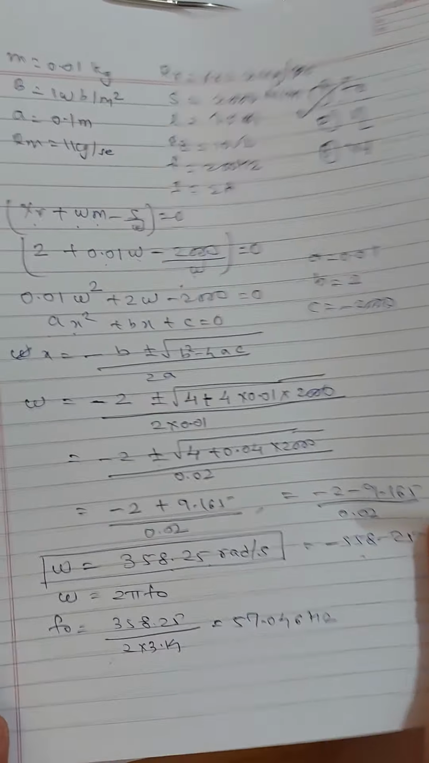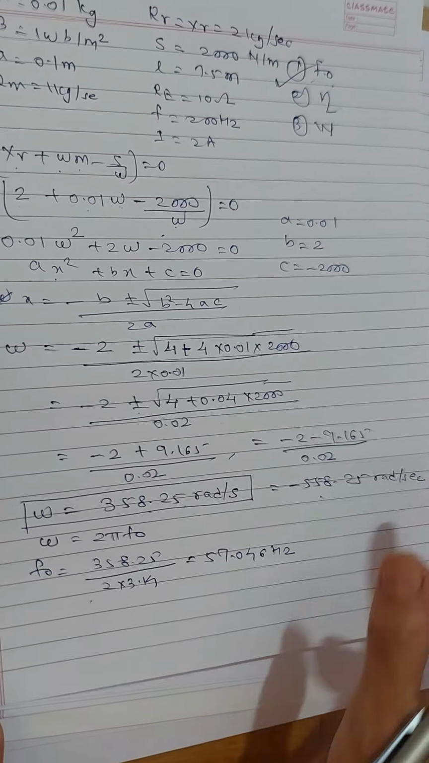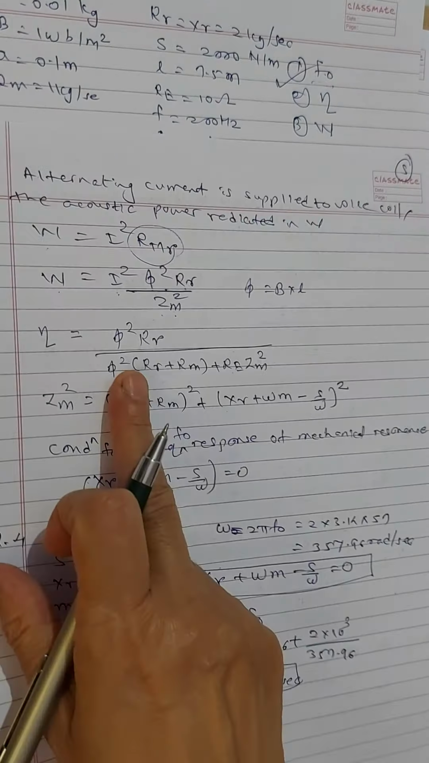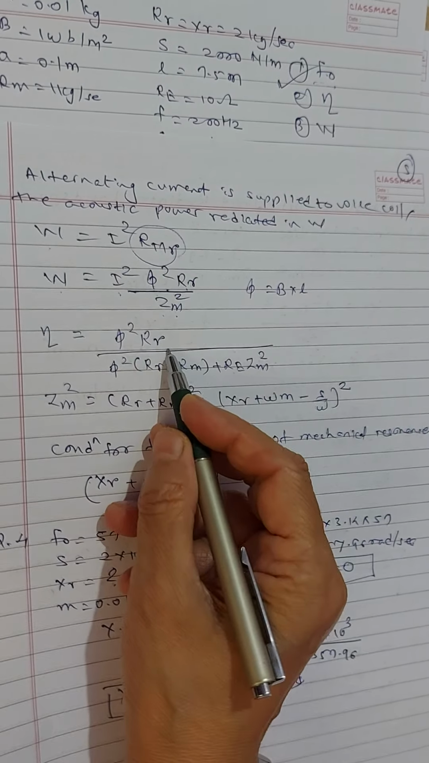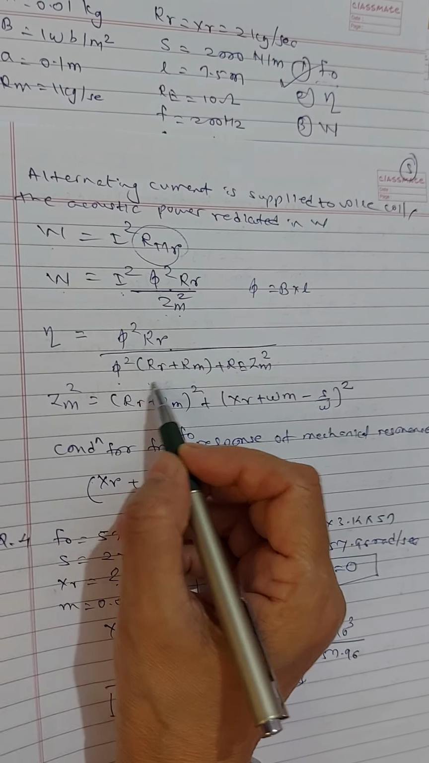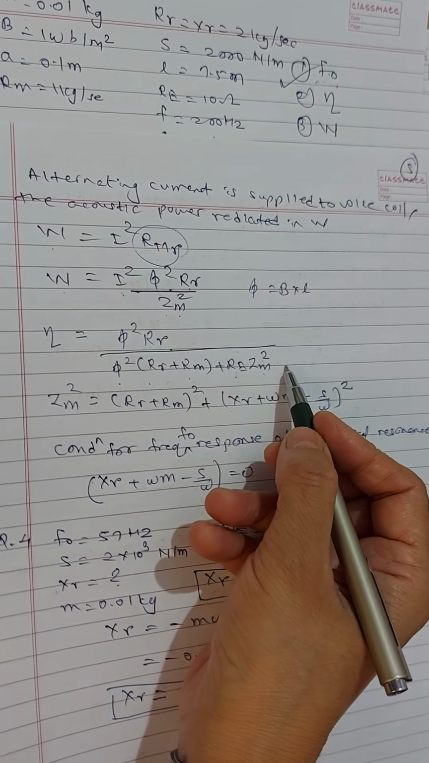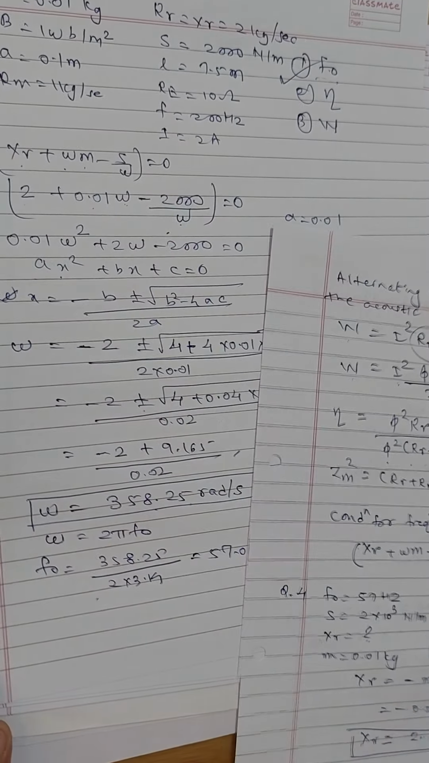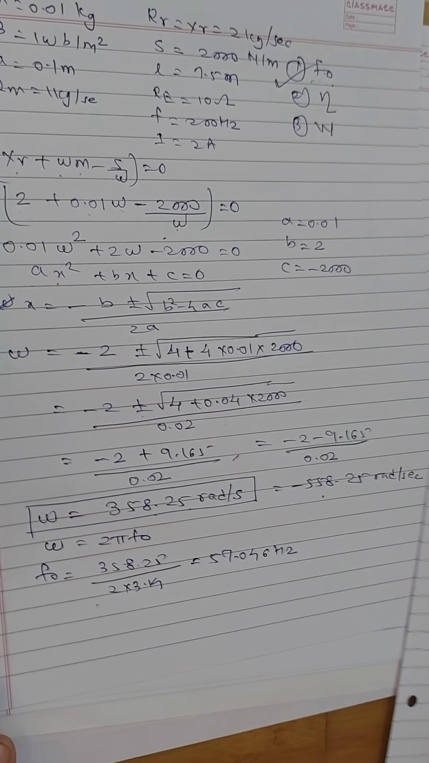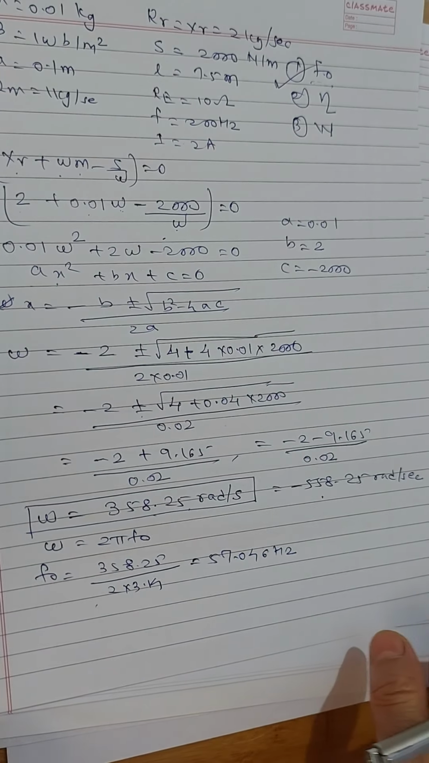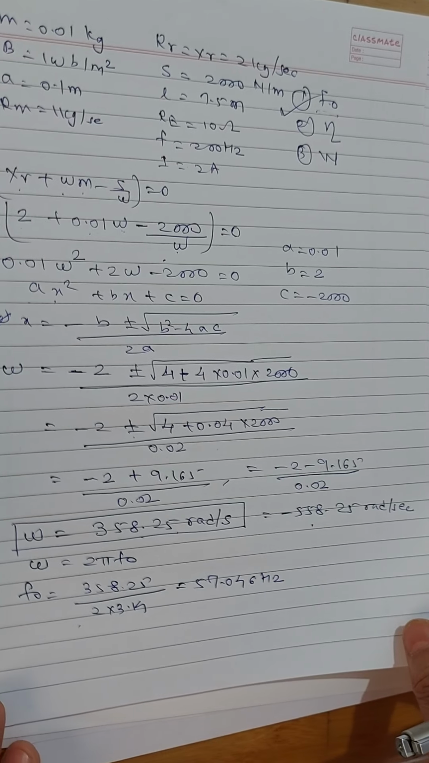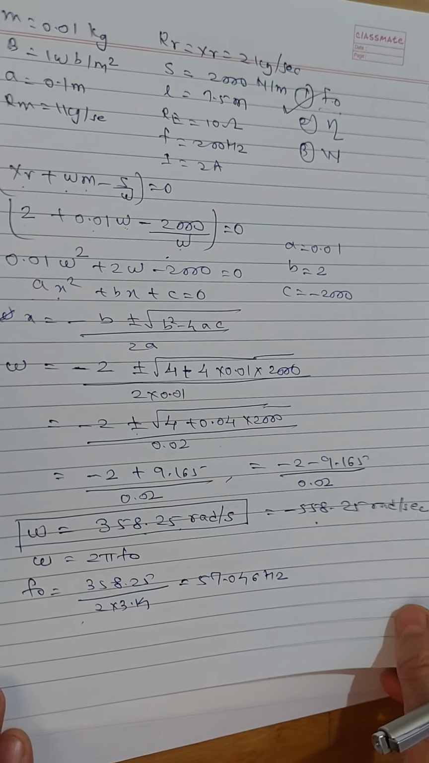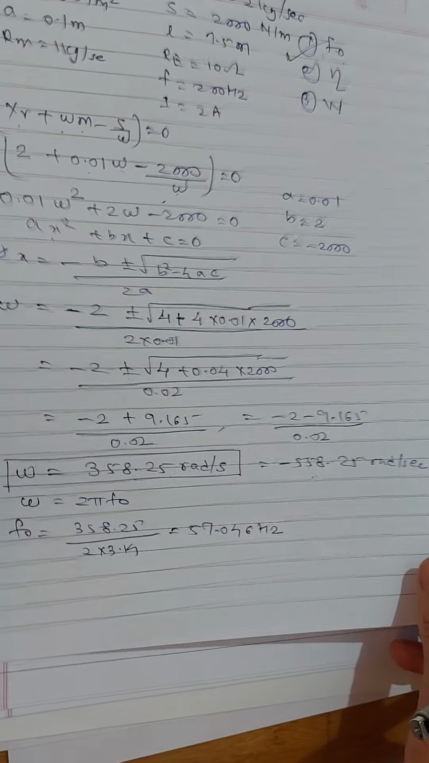Okay, afterwards, the second thing they asked is efficiency. What is the formula for efficiency? This is the formula: phi square RR upon phi square RR plus RM plus RE ZM square. Correct. So now in this case we need to find many things. First we'll check, is ZM given to you? No, it's not given to you. So we'll have to find that also.